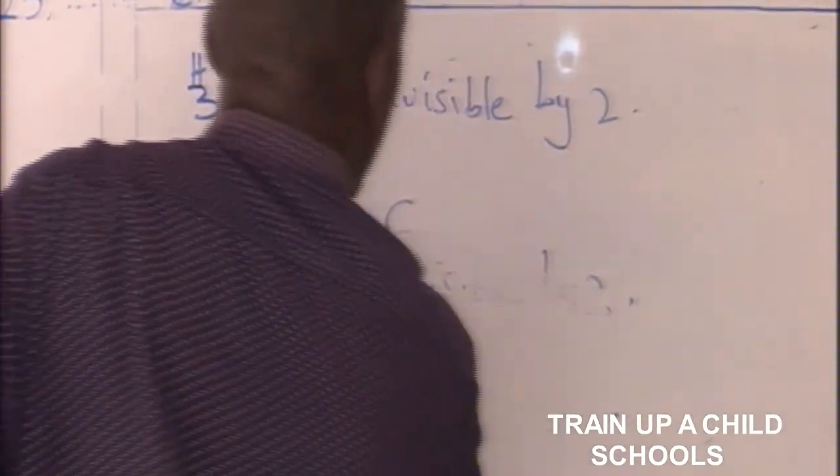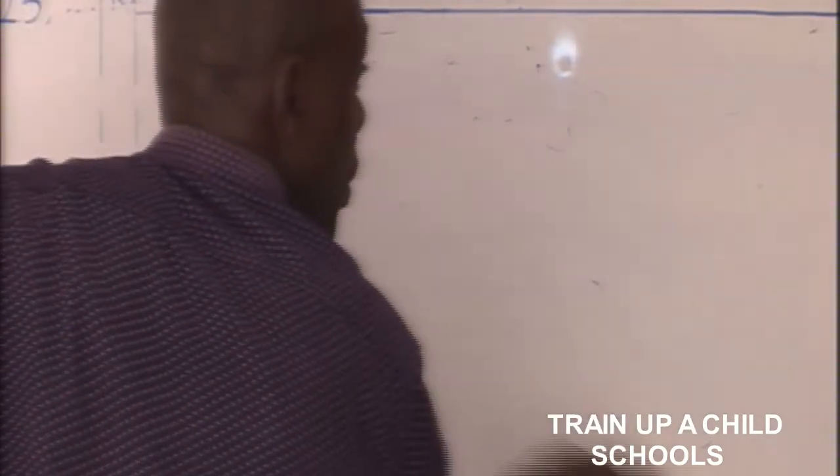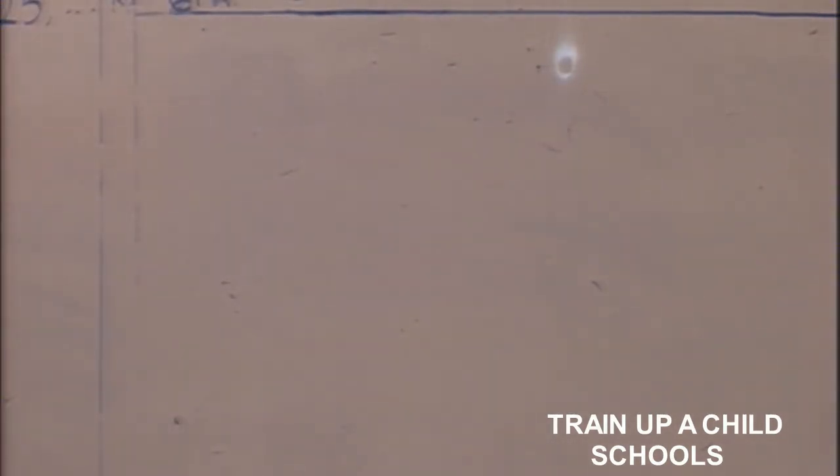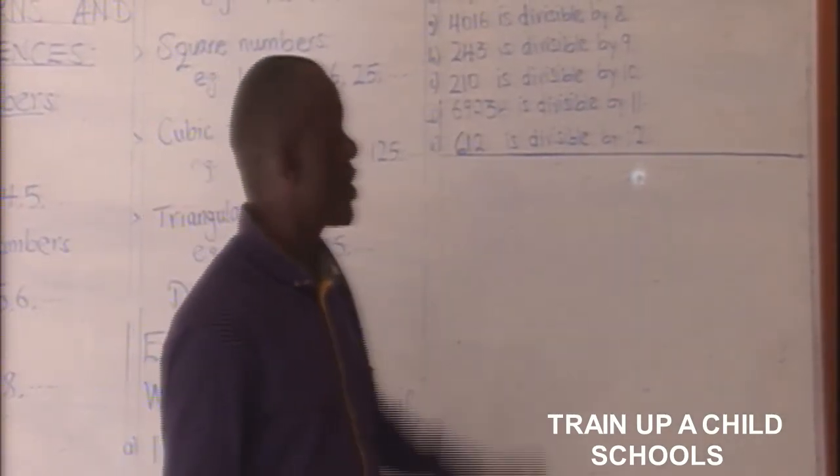Okay, now we go to testing for 7. Test if 714 is divisible by 7. This is what you must know.